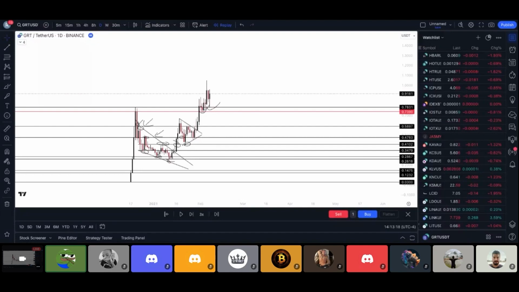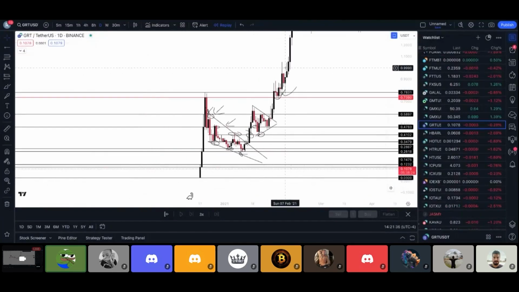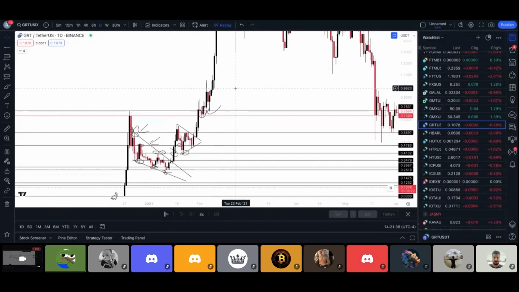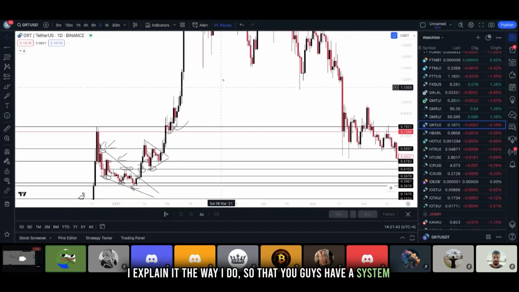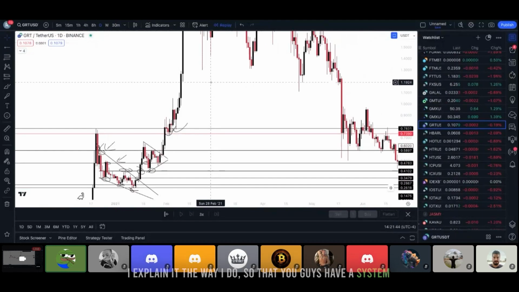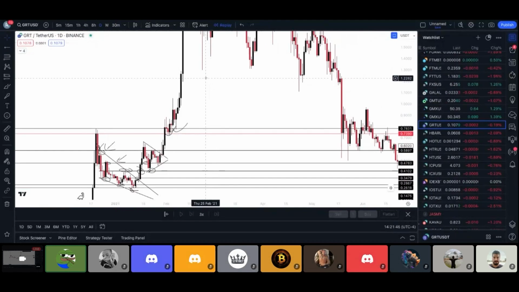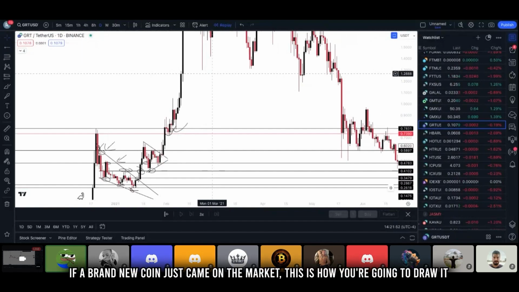When you're looking at the 1 day, you always know it's the 1 day. I'm always looking at the 1 day. Everybody should always be looking at the 1 day almost every day. There's no rhyme or reason to drawing your support resistance. Like I said, the reason why I explain it the way I do is so that you guys have a system on how to draw it. That way, if all else fails, if you don't understand exactly. And the reason I also explain it like that is because, like I said from the beginning, if a brand new coin just came on the market, this is how you're going to draw it. And there's going to be hundreds of brand new coins coming on the market.